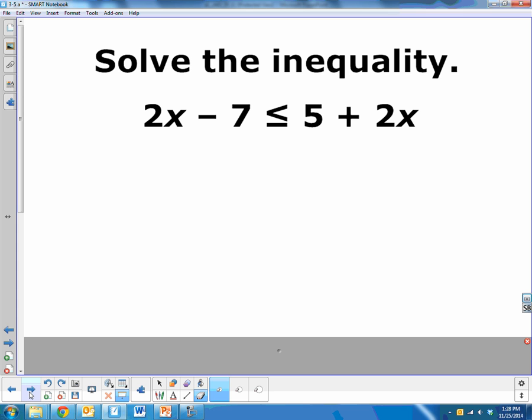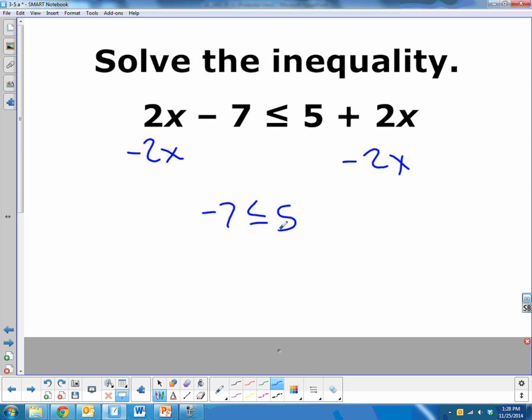So look at another example. We're solving the inequality 2x minus 7 less than or equal to 5 plus 2x. We're going to get our x's all together first. And this is where it does help to get the x's together first. You'll get to the answer faster. I end up with negative 7 is less than or equal to 5. Is that true? Is negative 7 less than or equal to 5? Yeah, that's true. That's always true. So this is the identity.